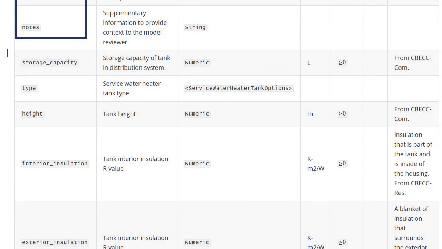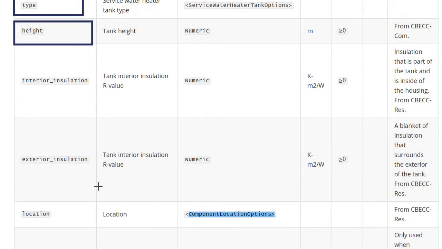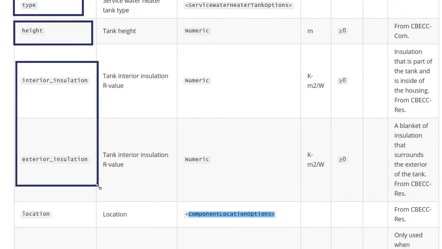And then the first and probably one of the most important things about a tank is its storage capacity. So that's a numeric value in liters. There's a type enumeration for the type of tank it is. We'll talk about that in a minute. There's the physical height of the tank in meters. And then there's whether there's insulation on the interior or exterior. So you'd basically be providing an R value in one of these two locations, or maybe both locations.